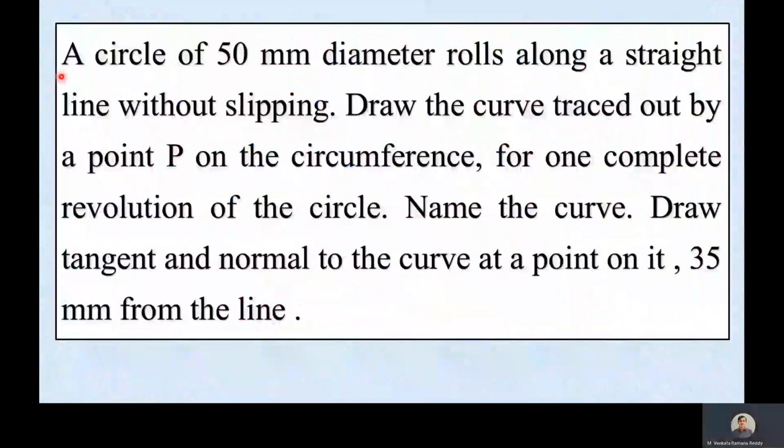The given problem is: a circle of 50 mm diameter rolls along a straight line without slipping. Draw the curve traced out by a point P on the circumference for one complete revolution of the circle. Name the curve. Draw tangent and normal to the curve at a point on it 35 mm from the line.